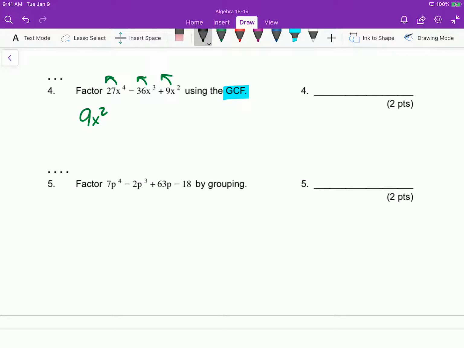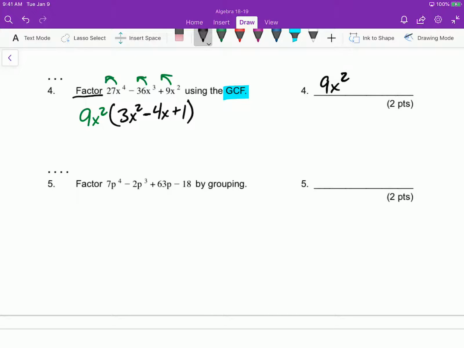Okay, that's great. But I'm factoring using the GCF. So they specifically want me to take out the GCF, but I would still have several things left over. So 27 divided by 9 would be 3. We took out 2 x's. That would leave me with 2 left. Negative 36 divided by 9 would be negative 4. All right, and then we took out 2 x's, so that would leave me just 1 x. And then last but not least, 9 divided by 9 is 1, and we took out both x's, so that would just leave me with a positive 1. So that would be the full answer.